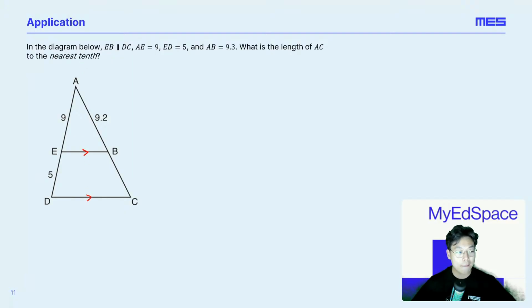So what that means is that we have similar triangles. We have the same angle. This angle is congruent to this angle, and this angle is congruent to this angle. Therefore, we have congruent triangles, which also happen to be similar in this case. So now, we can redraw these triangles as such.